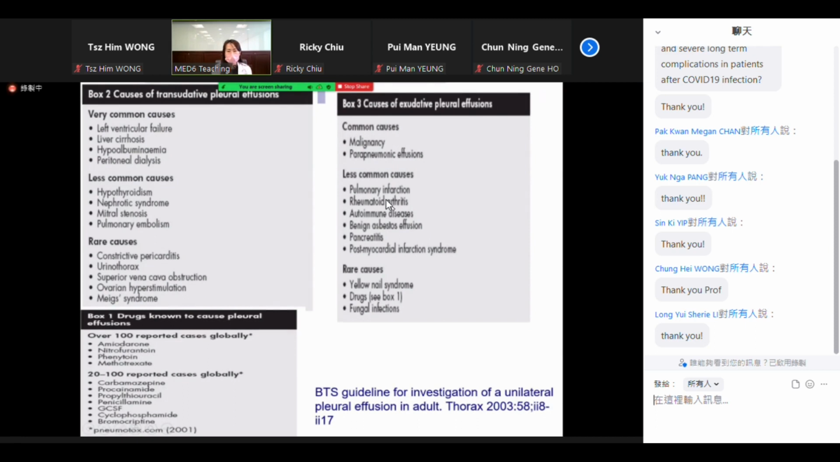After extensive investigation, if we still cannot find the cause, we have to consider whether any drug is causing the pleural effusion. These are the common drugs that cause pleural effusion. It's not really common, just known causes of pleural effusion. But this is by exclusion. We have to find out if there is any cause of malignancy or infection first. So this is a diagnosis of exclusion.